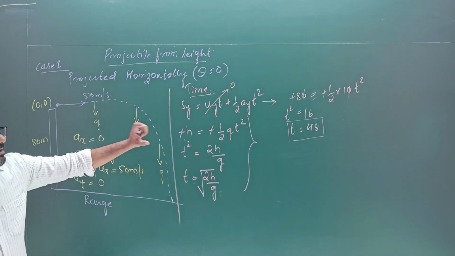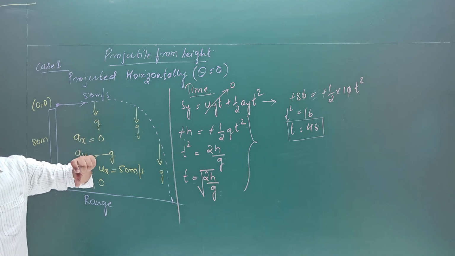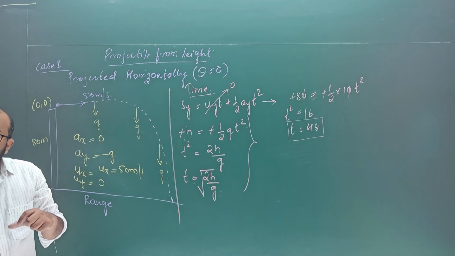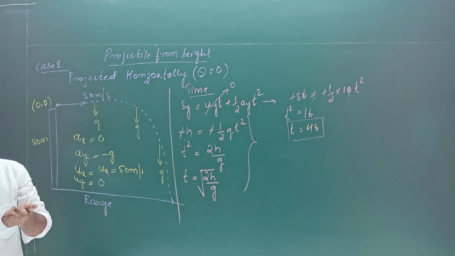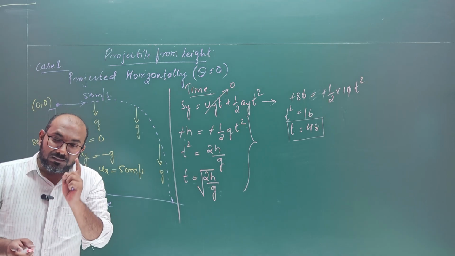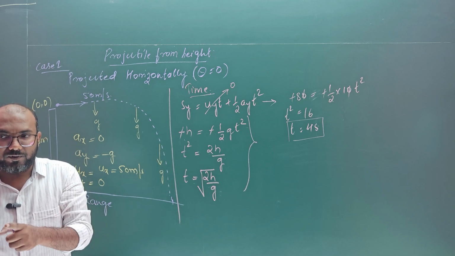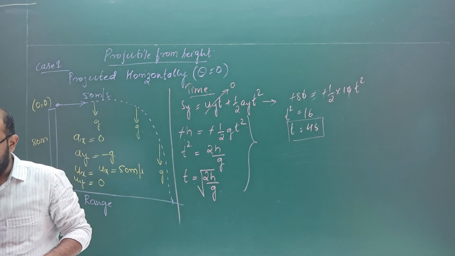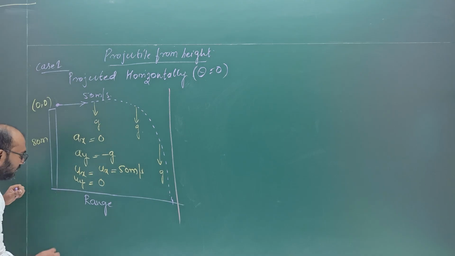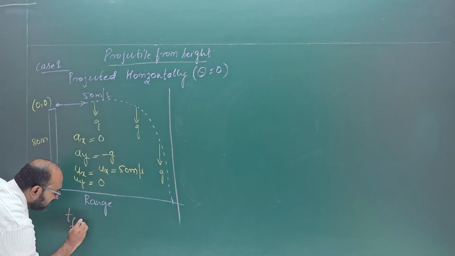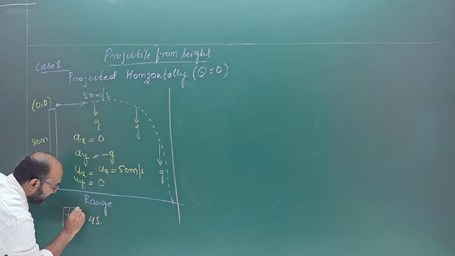So the time of flight when the object is thrown horizontally from a height is always equal to the time of flight from the same height if the object is being dropped. Did I get my point across? Now note this down. So what time of flight did we get? Time of flight is nothing but 4 seconds, we got, no?